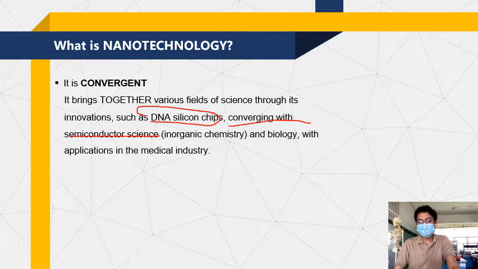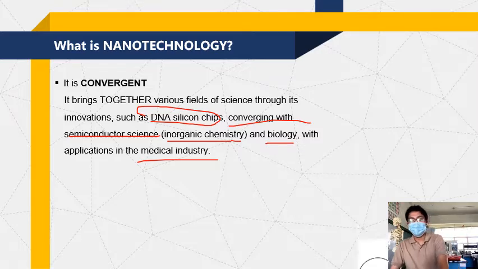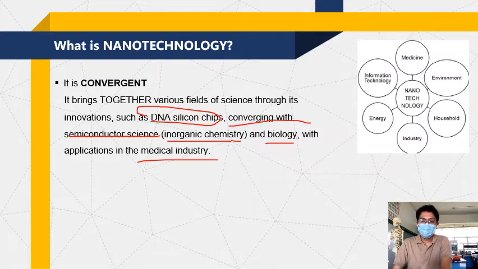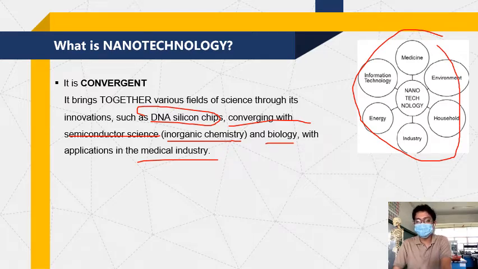And we all know semiconductor science involves inorganic chemistry as well. It could also involve biology, especially in the treatment of diseases. So biotechnology as well, and even the medical industry. And that's why in this conceptual framework, you can see that nanotechnology involves a lot of fields of science. You have information technology, medicine, environment, household, industry, and even energy.